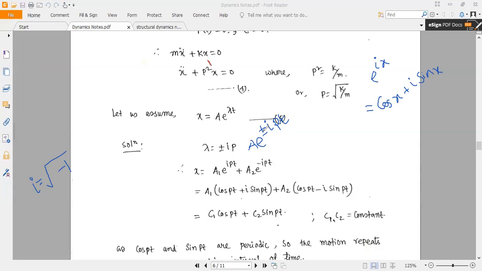So we have two parts of this solution. For the first part we consider the plus one, and for the second part we consider the negative value. For the first part the constant will be a1, where the generalized constant is a. So when we expand this, for the positive part we assume the constant to be a1, and for the second part we assume the constant to be a2. So a1 e to the power ipt plus a2 e to the power minus ipt. We have to expand it like this: a1 into cos pt plus I sin pt plus a2 into cos pt minus I sin pt.